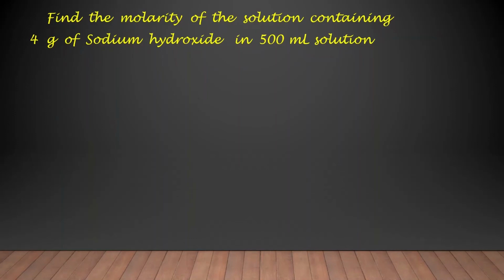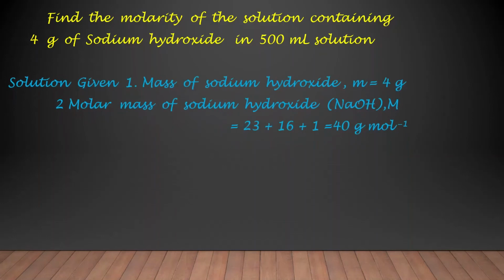Okay, now in this problem it is given that the mass of sodium hydroxide, small m, is equal to 4 gram. Then the molar mass of sodium hydroxide, that is NaOH, is equal to 23 plus 16 plus 1, that is equal to 40 gram per mole.